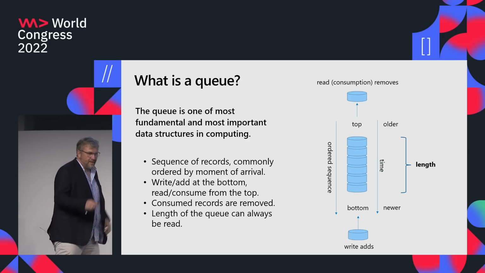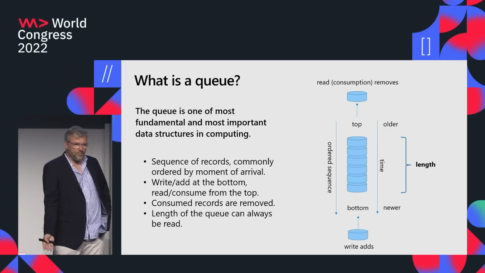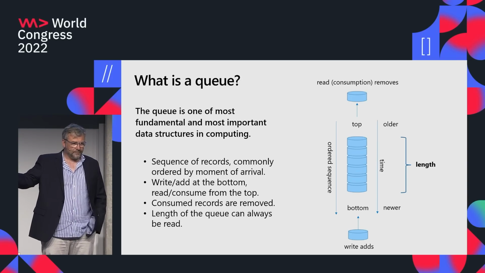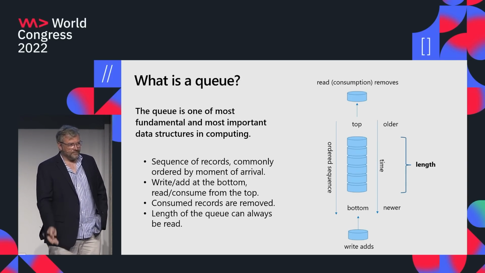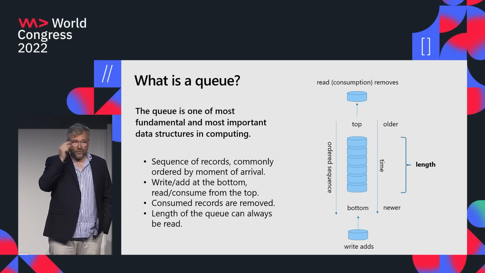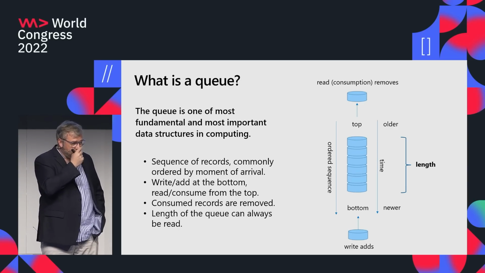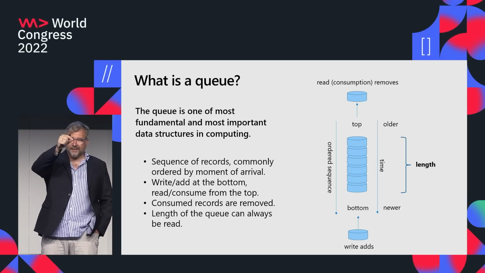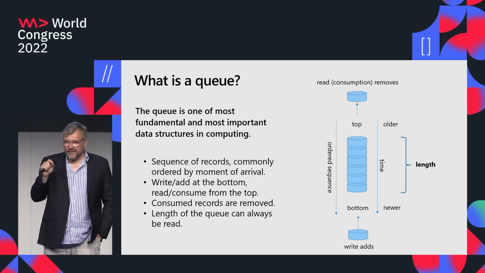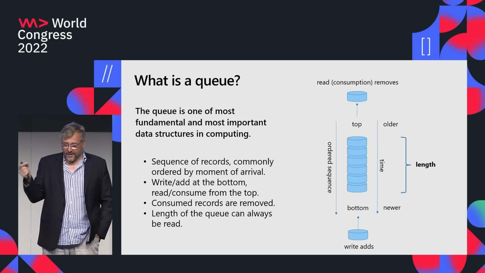Queues move things. So it's a sequence of records, commonly ordered by the moment of arrival. You write to the bottom, and you take from the top. And when you've taken a message out, that message is gone. So it's a write-only structure from the bottom, read-only structure from the top. And it gives you order. What's most important, though, is that taking something from the top and that thing then being gone is the most important quality of a queue, because that means that only one party can ever get that item, because otherwise it's gone.